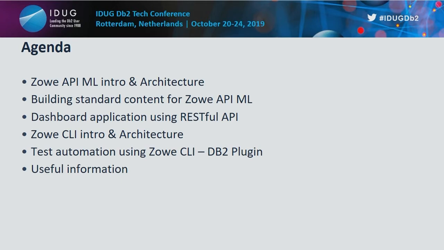Then I'm gonna switch to CLI, intro and architecture, and then I will show you how to easily put together a test automation use case using Zowe CLI Db2 plugin at the back. And then I will finalize with some useful information links about the open source.